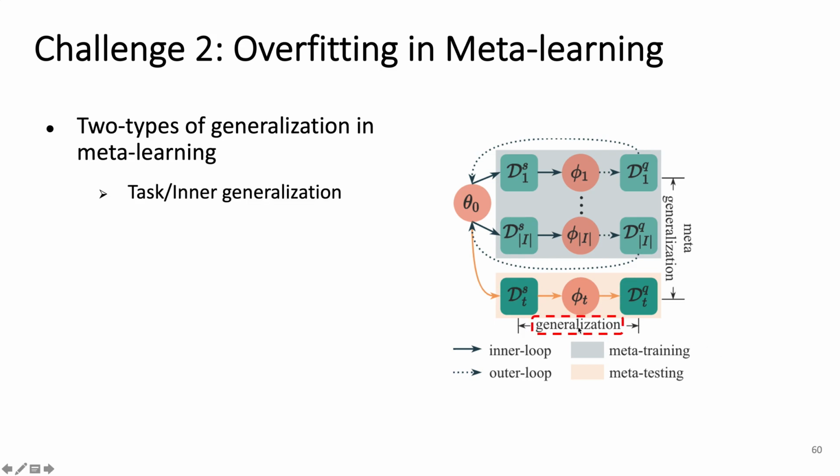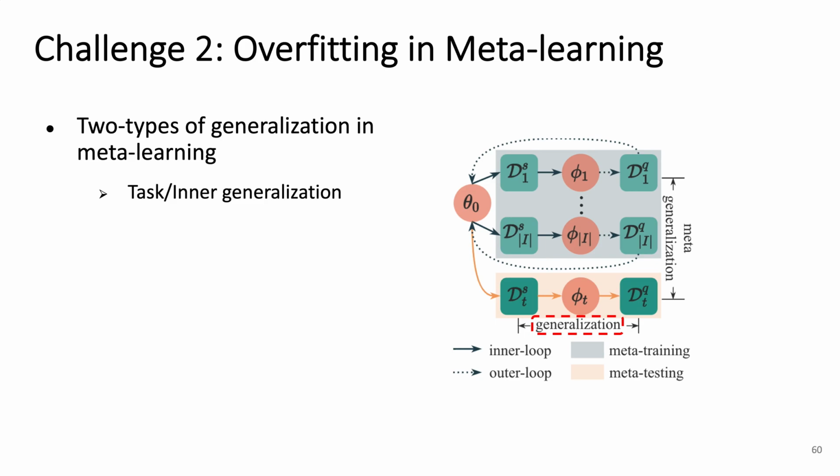So we also see an inner loop generalization, because maybe sometimes theta 0 may cover a lot of parameters, and we use the support set, but the support set only covers maybe a few data samples. So it still will overfit in the inner loop. So it may have a negative effect on the inner loop generalization.